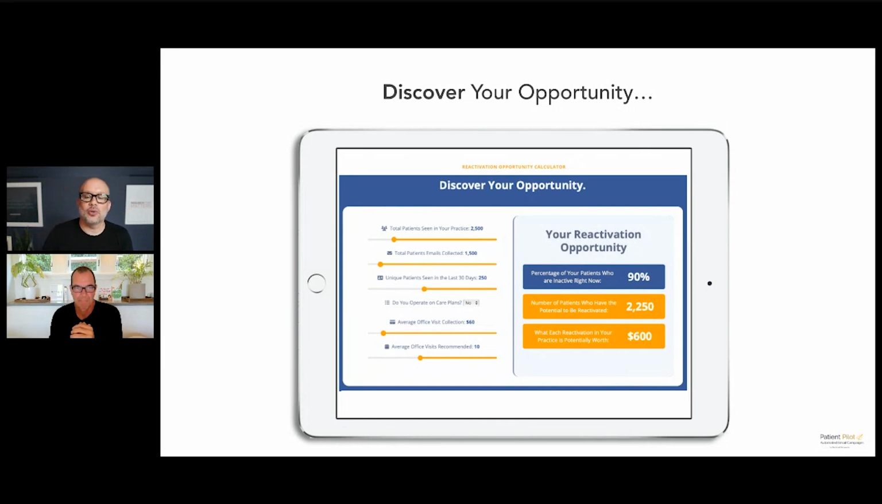And here's the beautiful part of that. There's a natural ebb and flow to patient activity and inactivity. So this isn't a one-time only. When you consistently communicate to your patients, you can consistently have a portion of your patients raising their hand, coming back in, and filling up your calendar. These are your most valuable patients, Jason.